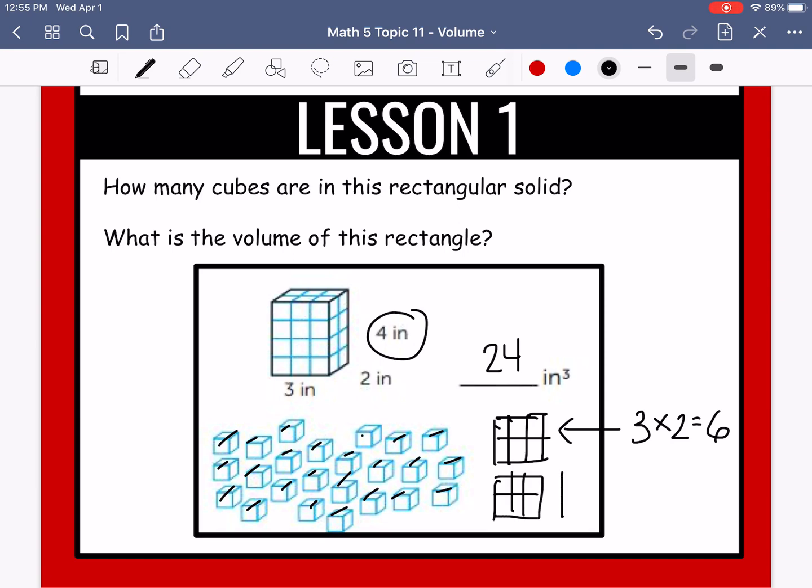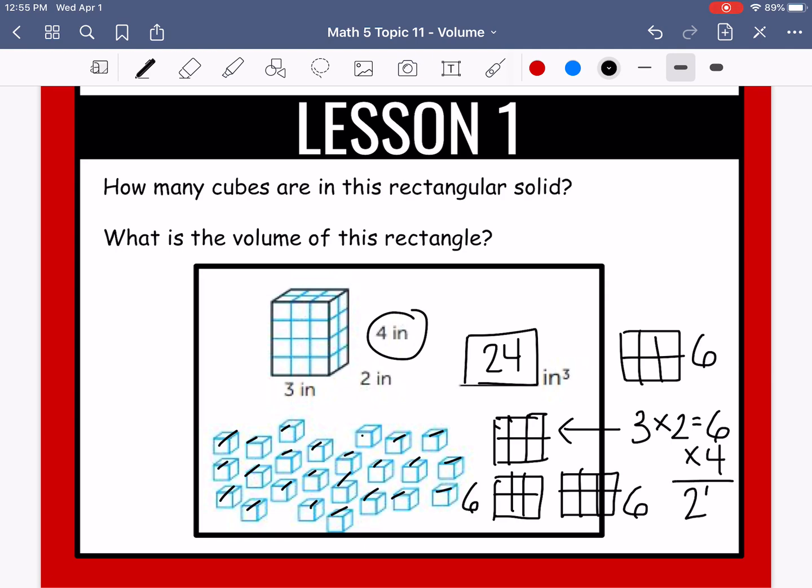There's 3, and then here is, we'll put it up here, 4 of these. So we have 6, 6, 6, and 6, which is how many? Right, it is 24. Or we could do 6 times 4 and get 24. So what are we doing with all of those numbers?